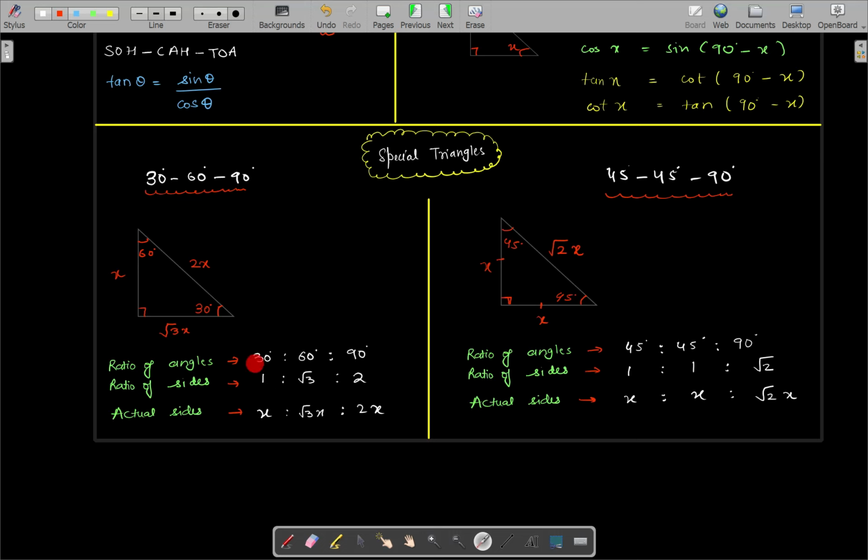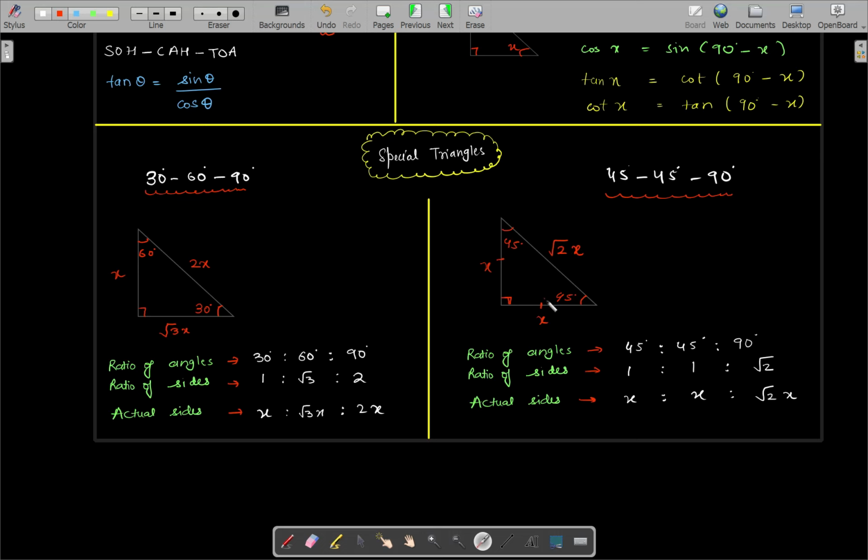So opposite to that will be 1. The side opposite to 60 degrees will be bigger than 1, so root 3. Root 3 is 1.732. Then the side opposite to the 90-degree angle will be the longest side, so that will be 2. Okay. Now we have the other triangle, 45, 45, 90.